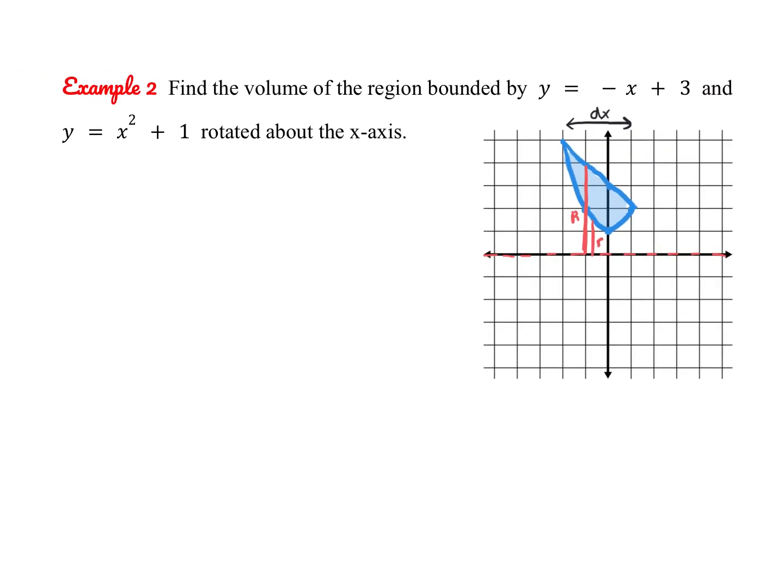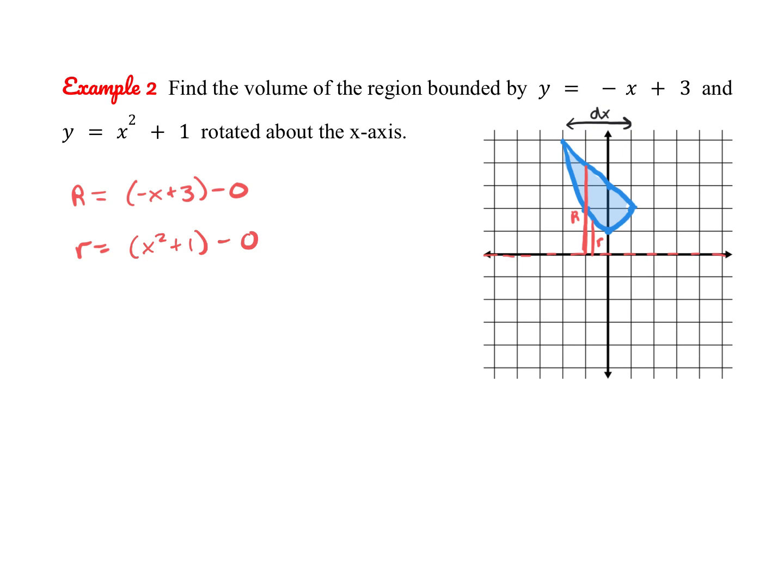So if I want to define that large radius, the radii always need to be positive, so I need to do top minus bottom. And notice it's the distance all the way from my linear all the way to my axis of rotation. So it's from negative x plus 3 to 0. And then for my small radius, it's from my quadratic to my axis of rotation, which is just 0. So x squared plus 1 minus 0.